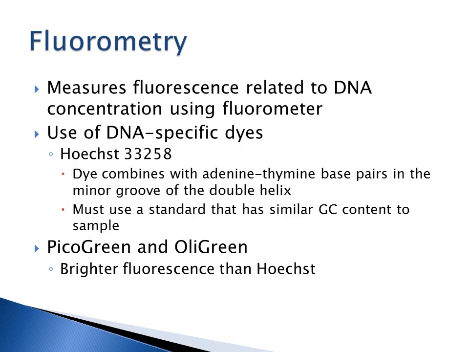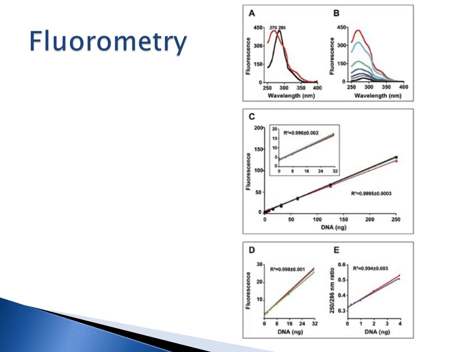You can use other DNA-specific dyes such as PicoGreen or Eva Green, and these have a brighter fluorescence than the Hoechst. This is an example of what the fluorometer would give you. You would do a standard curve, you would measure your sample, and you're going to determine the amount of fluorescence, and you can then figure out the amount of DNA based on a standard curve.